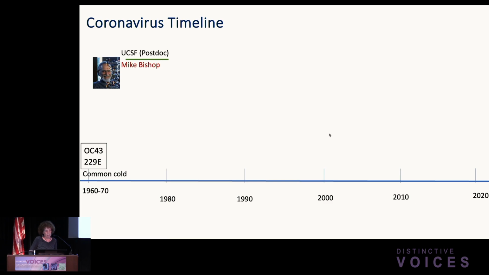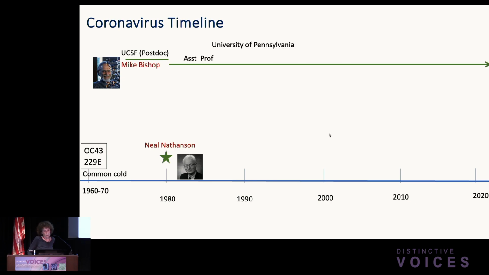And then in 1980, I was hired at Penn by Neil Nathanson, who also hired me to work on this really obscure group of viruses because he was really interested in pathogenesis. So that, in retrospect, I feel really lucky that he actually hired me. And so I was hired as an assistant professor that year. And another notable thing that happened that year was the first International Coronavirus Symposium, which was held in Würzburg, Germany.